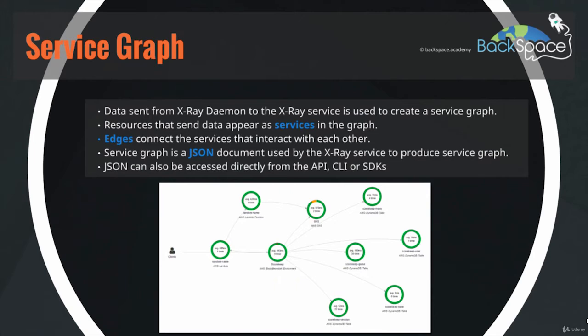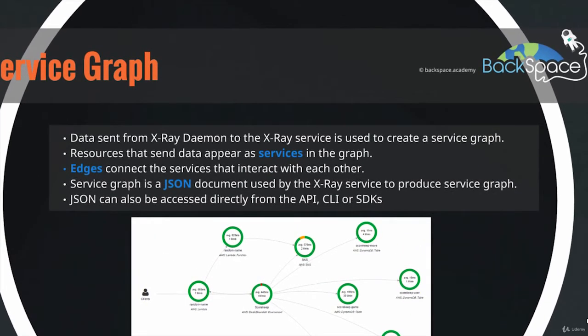Data sent from the X-Ray daemon to the X-Ray service is used to create a service graph. And that will show all of the resources that are sending data, and they will appear as services or round circles in that graph. And they will be connected with edges, and those edges connect those services that interact with each other. Now, this service graph is actually a JSON document that can be retrieved from the X-Ray service. And you can do that without even using the AWS console, using either direct HTTP calls to the X-Ray API, or by using the command line interface or the software development kit, if you want to analyze that service graph yourself offline, for example.